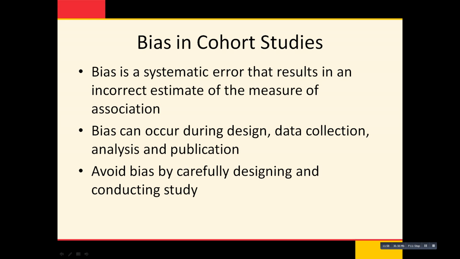So with many of the decisions you make in cohort studies, there's a potential for bias. Bias is a systematic error that results in an incorrect estimate of the measure of association. It can occur during design of the study, during data collection, when you're analyzing the data and/or when you're publishing the data. And we can avoid bias or minimize it by carefully designing and conducting the study. So we're going to talk a little bit more about bias.